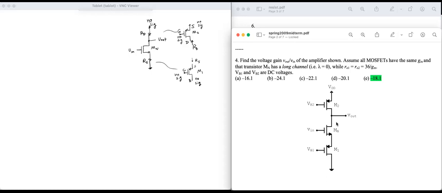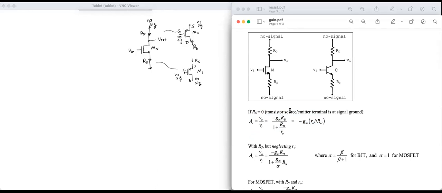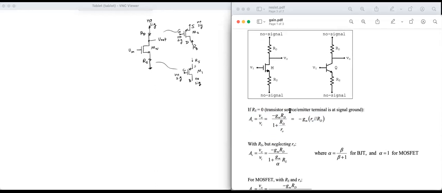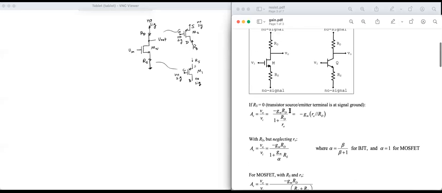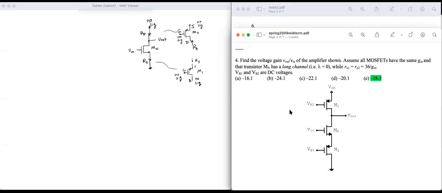All right, back to the given. I want to find the voltage gain, and I'm given the values of RO and GM. So the voltage gain for a common source with source resistance, with RS between source terminal and ground. Let's go to the gain sheet. Common source with source resistance. With RS, but neglecting RO. I'm given an RO for MN, right? Let's go back, double check.